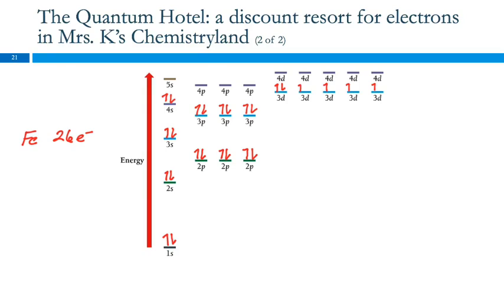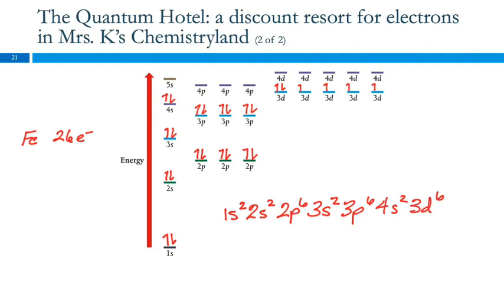So start at the bottom. The 1s has how many electrons? 2. So this is 1s2. The next room is the 2s room, and how many electrons in there? 2. And then we get the 2p room. How many electrons? 6. Next is 3s with 2 electrons, and 3p with 6 electrons, and then 4s with 2 electrons, and 3d with 6 electrons. That's the electron configuration for iron.